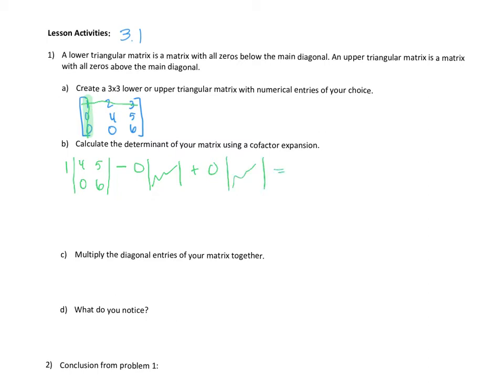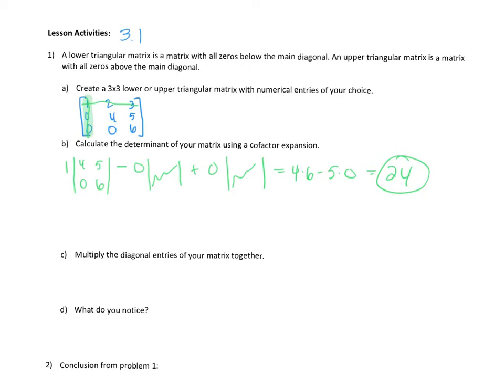So this is going to be 1 times the determinant of 4, 5, 0, 6. It's AD minus BC. I'm sorry, I was thinking of finding the inverse, just the determinant. AD minus BC, so that's 4 times 6 minus 5 times 0, which is 24.